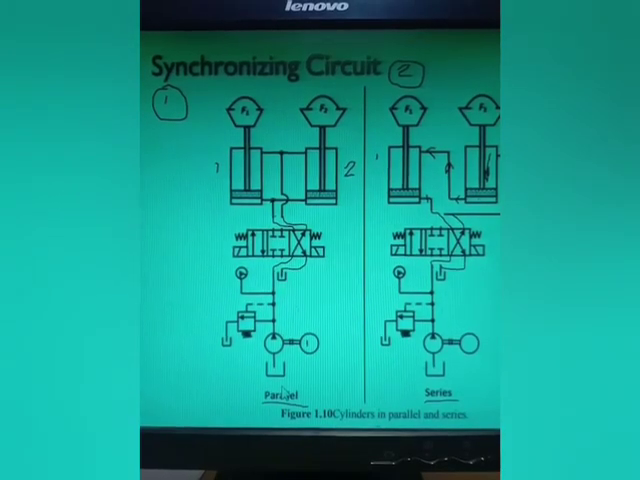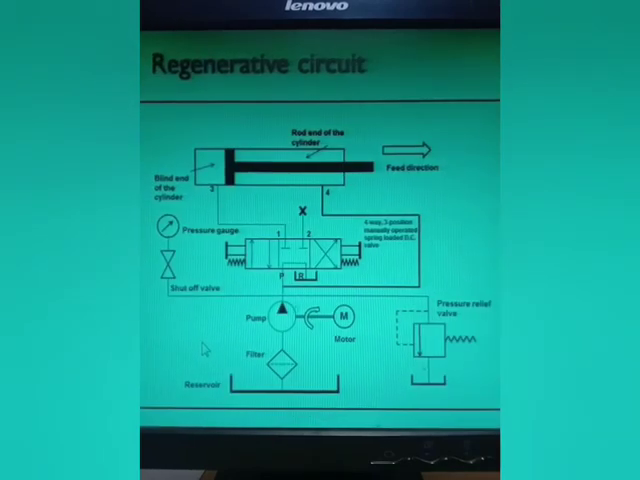Okay boys, after finishing the synchronizing circuit, the next circuit that we have to study today is known as the regenerative hydraulic circuit. Now the word is regenerative. Generate means to create. Regenerate means whatever is available, that we are using, right? So that is the regenerative hydraulic circuit.